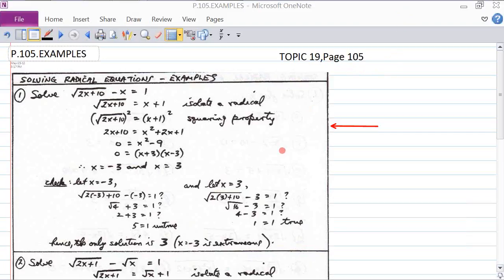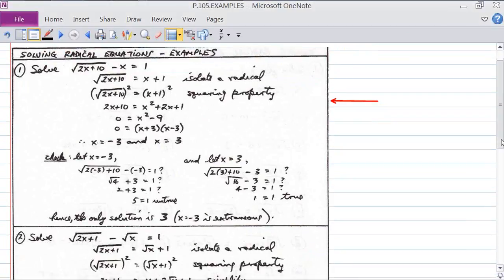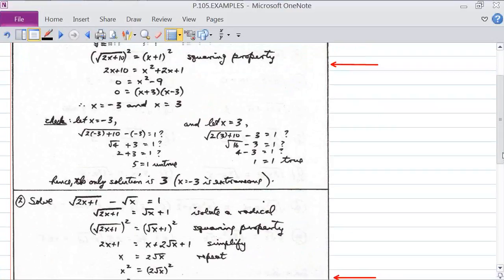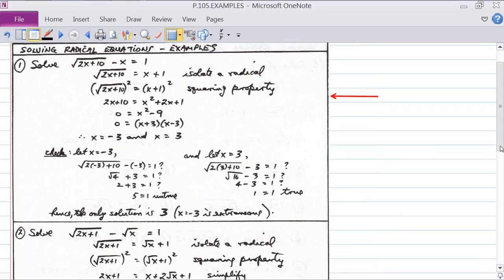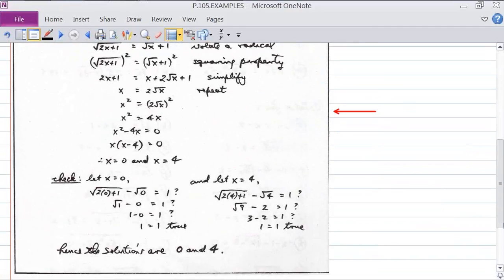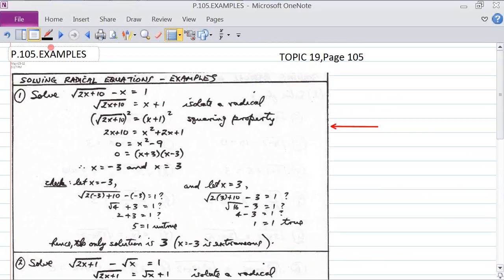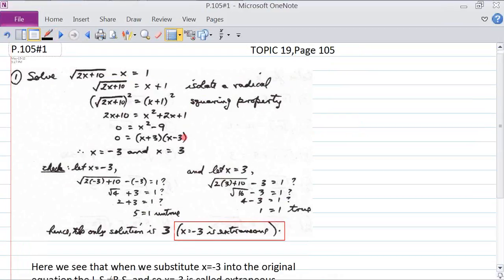On page 105, we have two examples where we're going to solve radical equations, after we just finished page 104. So we've got an equation which involves a radical where we have to solve for x. In other words, what are the values for x that make this equation true? There are two examples on this page, and we're going to go over them. So let's start with example 1.